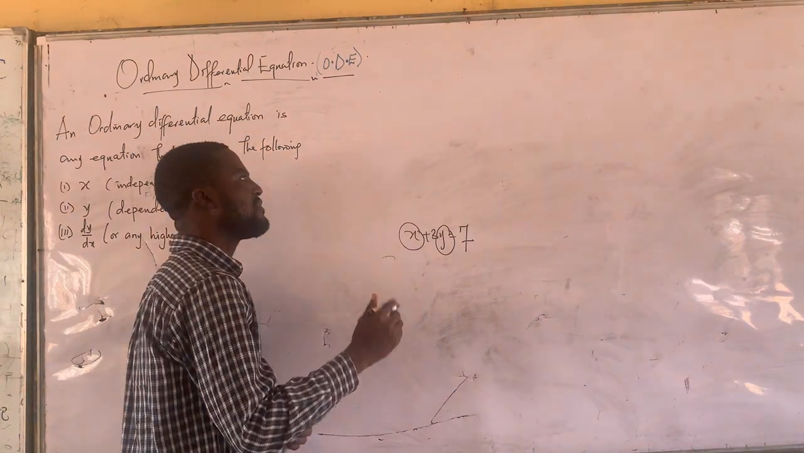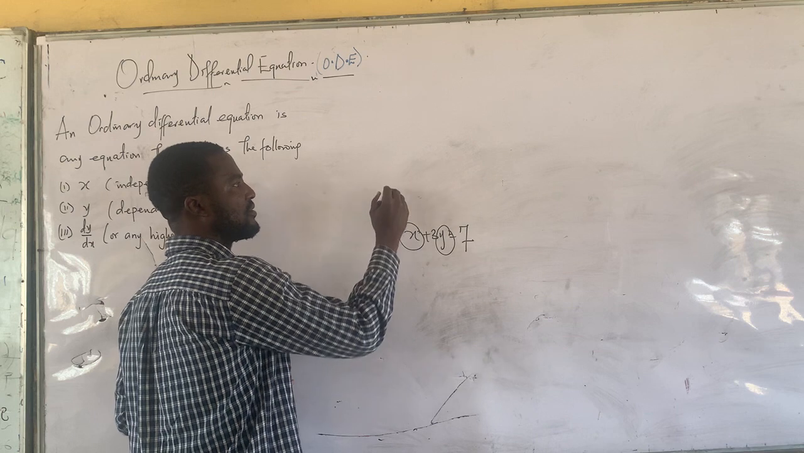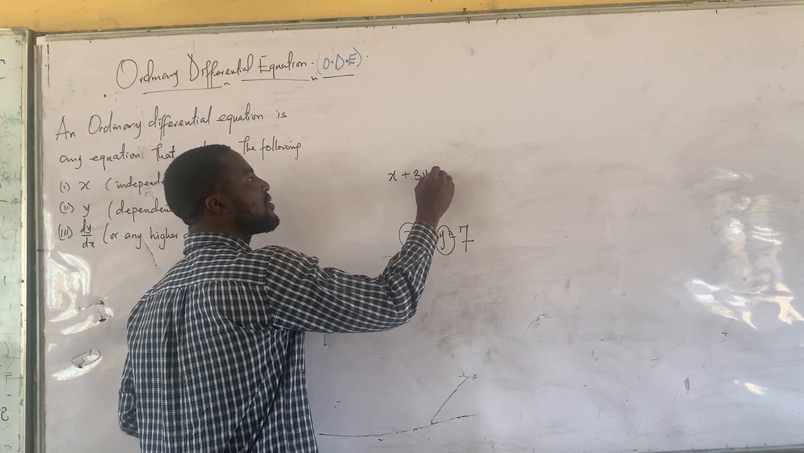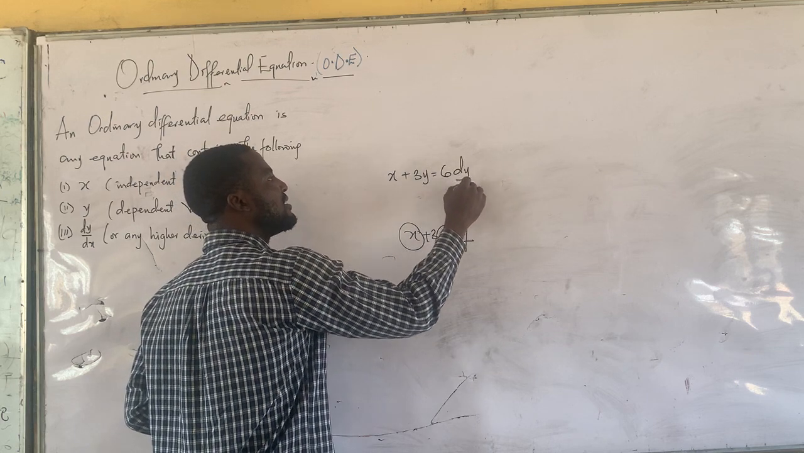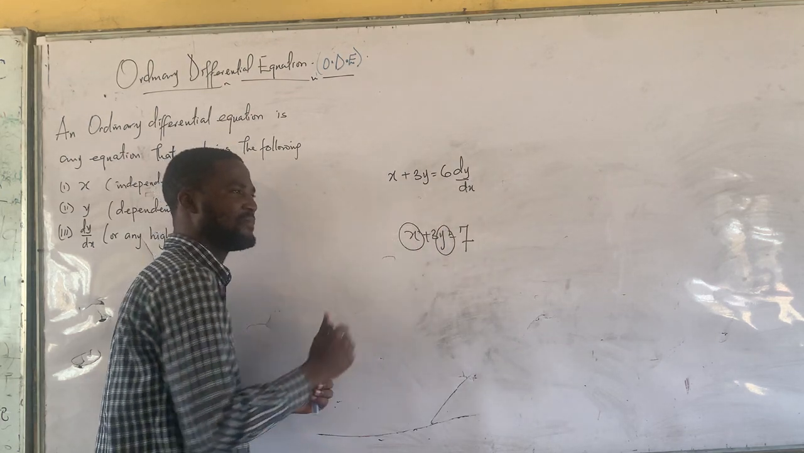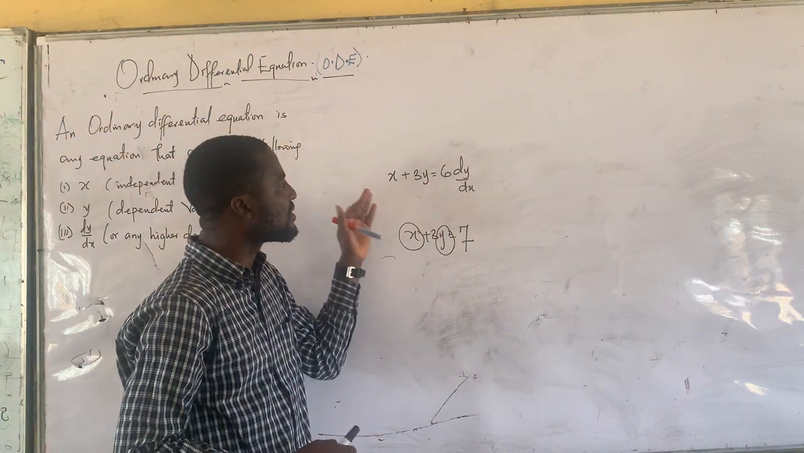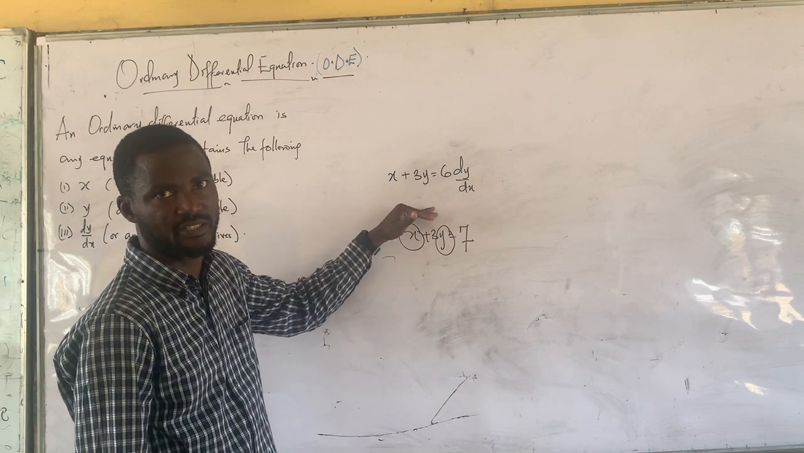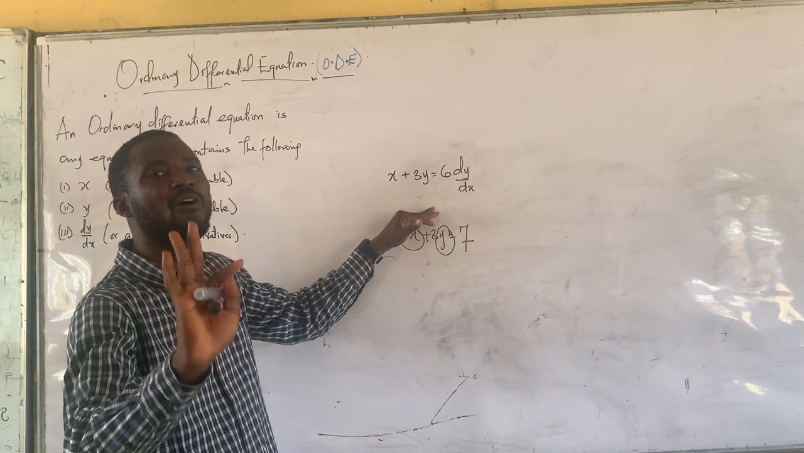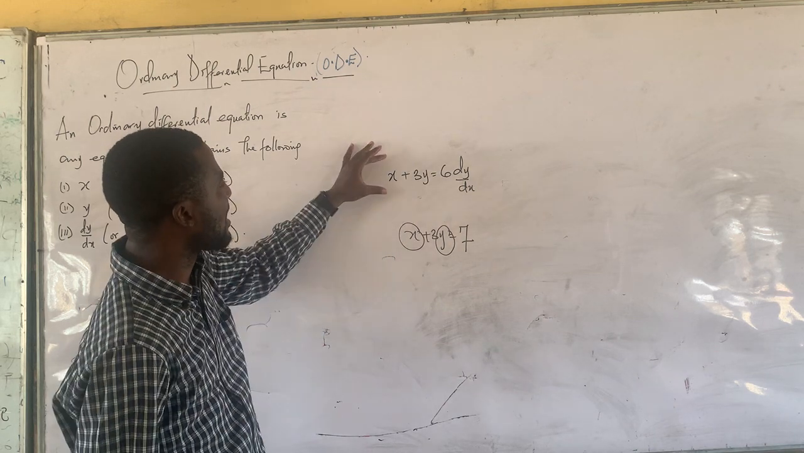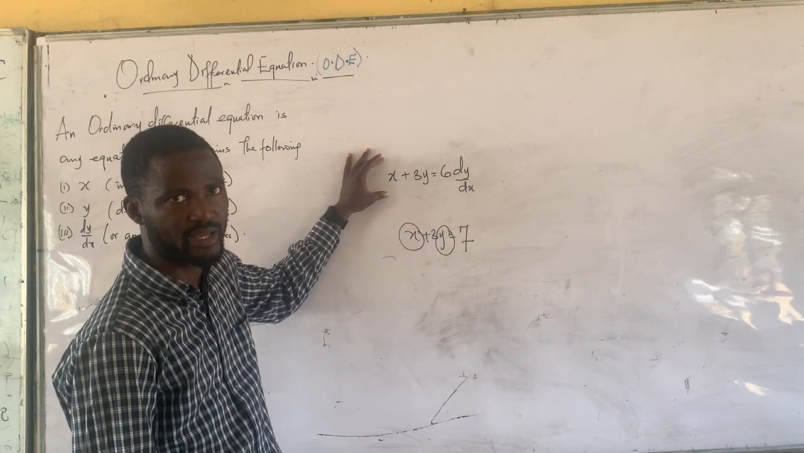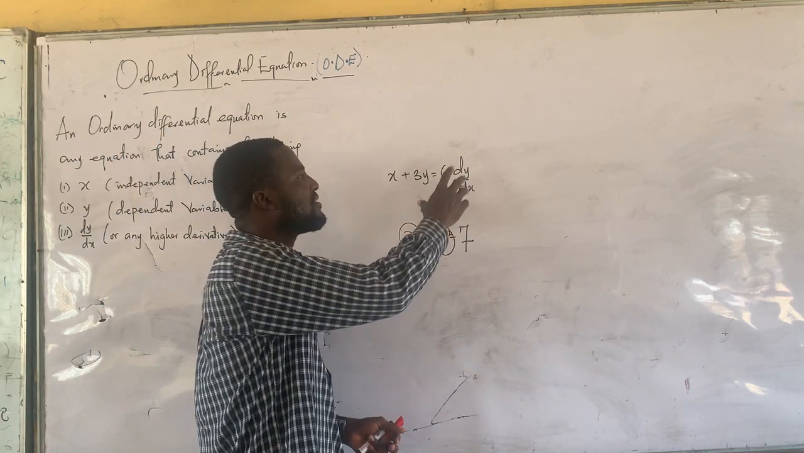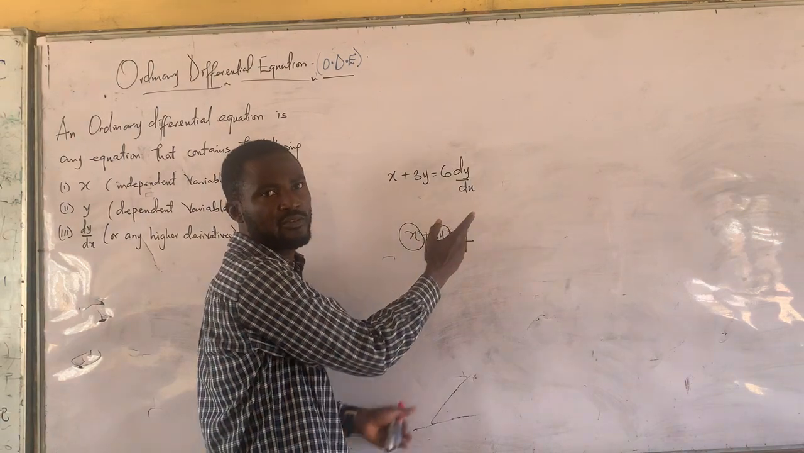But perhaps, if you have a description of this nature, x plus 3y equals 6 dy/dx, this expression can be called an ordinary differential equation. The reason we can call this an ordinary differential equation is because it contains all those three entities. Number one, it has an independent variable, x. Number two, it has a dependent variable, y. And number three, it has the derivative of y with respect to x.